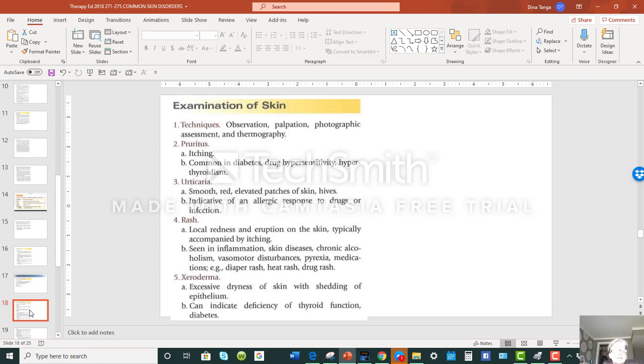Pruritus, itching, common in diabetes, drug hypersensitivity, hyperthyroidism.